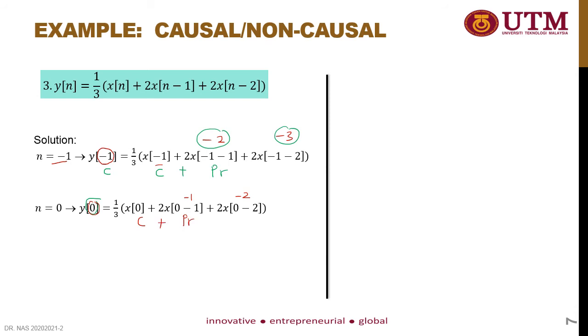So look at the third one. When n is positive, in this case n equal to 1, the current state is 1. Here you get 0, and here you get -1. So obviously here is current state plus previous state. In this case, there are no future values, so your system is causal.